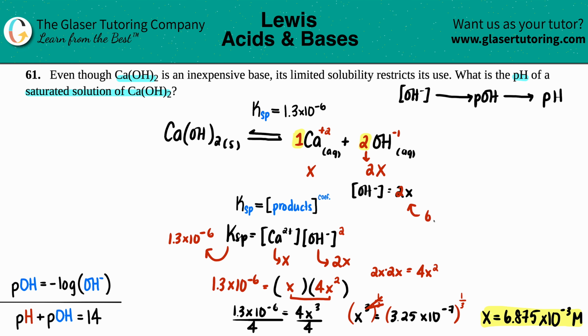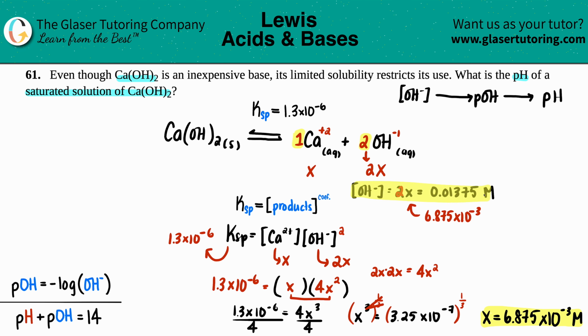So the x was 6.875 times 10 to the -3rd. So I just have to times that by 2. So 6.875 times 10 to the -3rd times 2. I get 0.01375. And that's molarity. Now I know what my hydroxide concentration is.